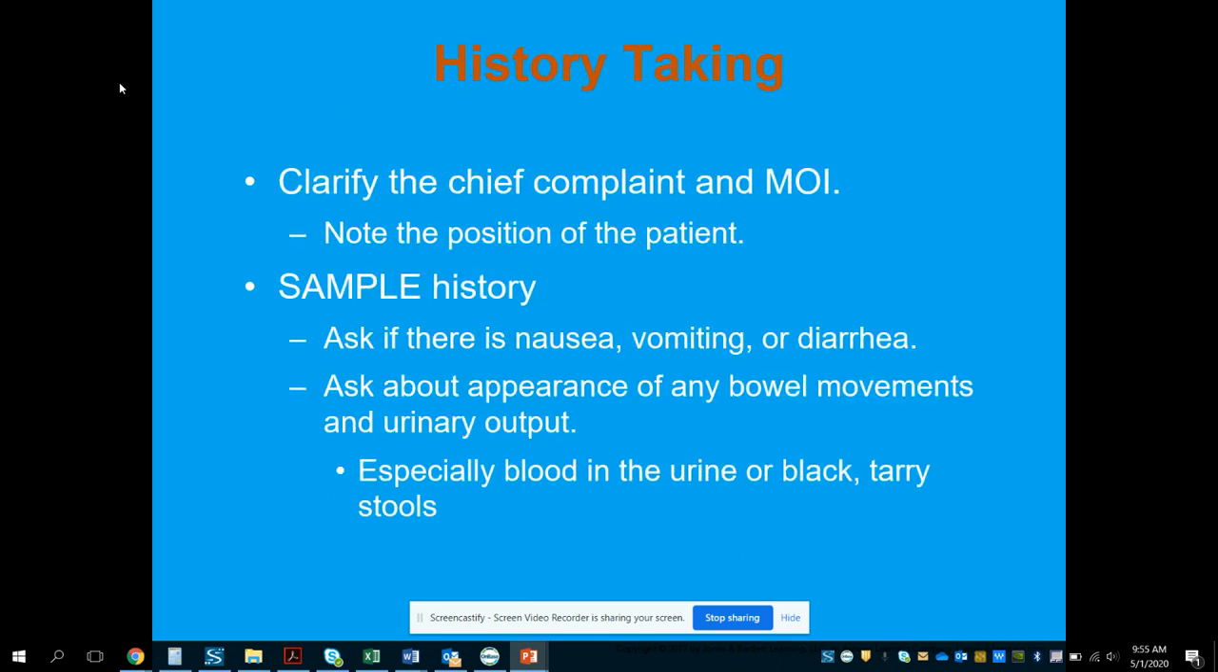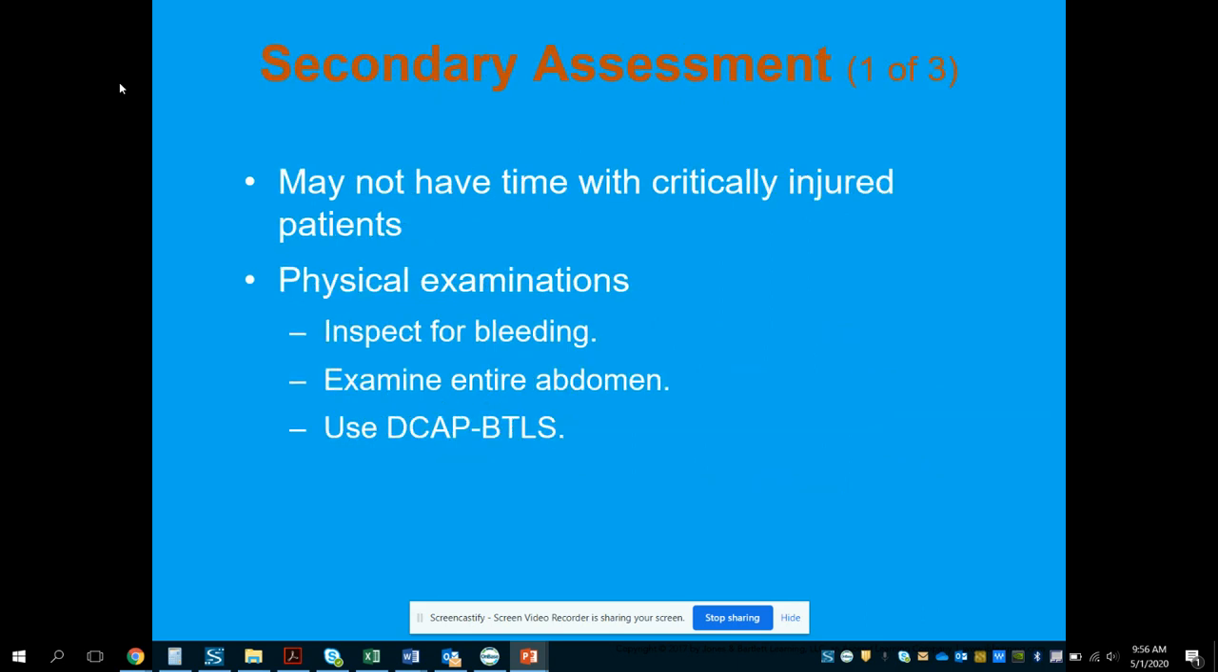Also pertinent to know about their medical history, so getting that SAMPLE, asking about any nausea, vomiting, diarrhea, asking about any appearance of bowel movements or urinary output if they have had the chance. Now, if this is a traumatic incident like a motor vehicle accident and it's just occurred, they might not know because it's just happened. But again, if this was a time that they've gone home or this has happened hours before, then you would ask about that blood in the stool, blood in the urine, those types of things. Asking those questions about their medical history as well can tell you, do they take blood thinning medications? Do they have any underlying medical conditions that could make this situation worse?